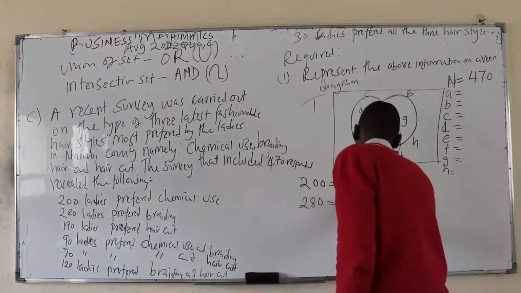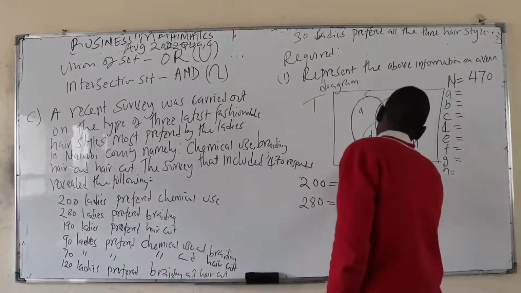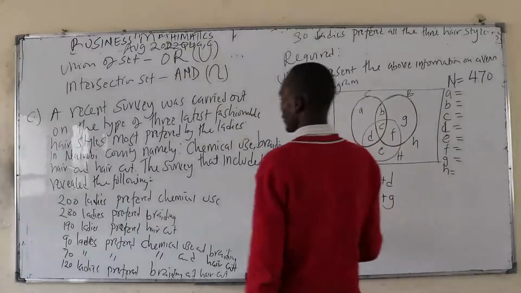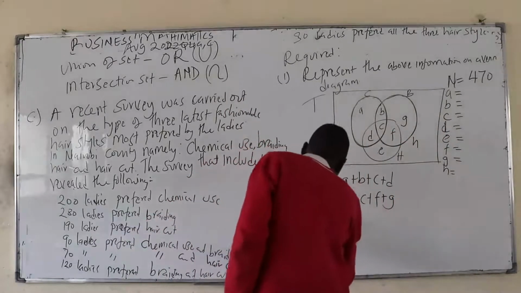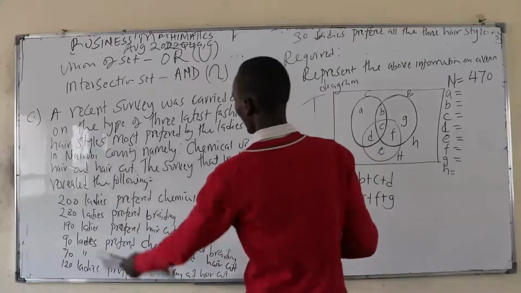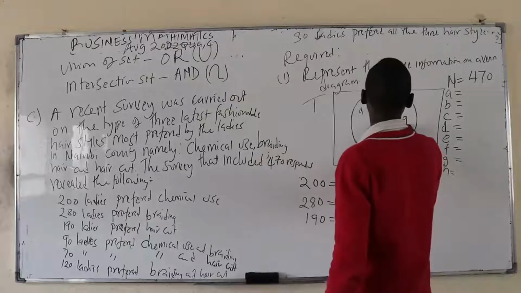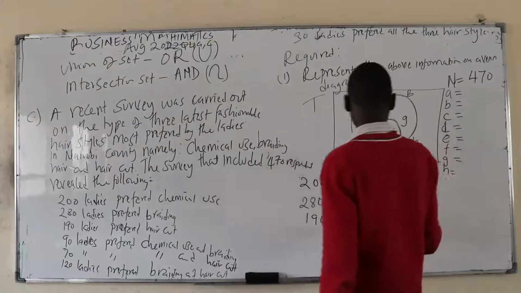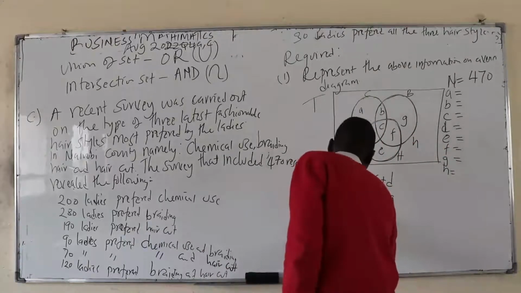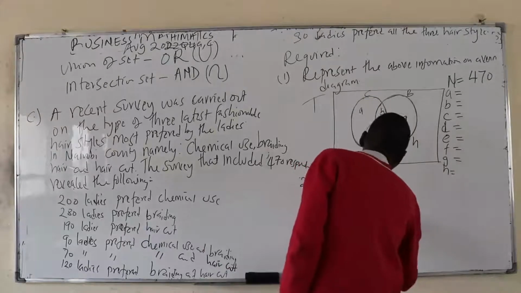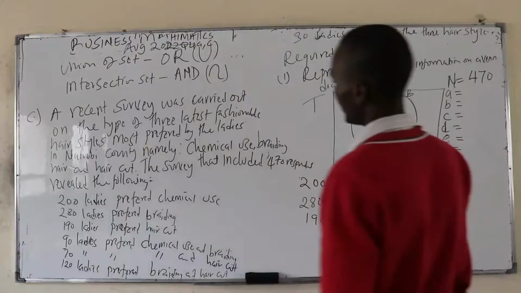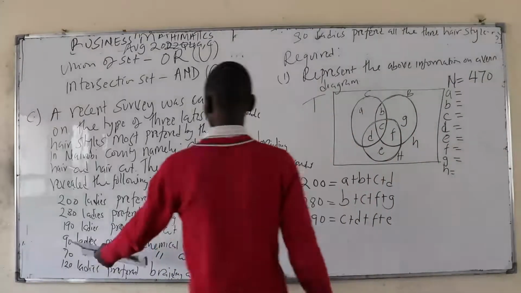So we have the universal set. Then we draw a Venn diagram, and this Venn diagram has three subsets. We have something like this and then this, okay? So this is chemical use, this is braiding, and this is haircut. We can just represent the regions with letters like A, B, C, D, E, F, G, then H outside. But here we don't have those people who did not prefer any hairstyle.